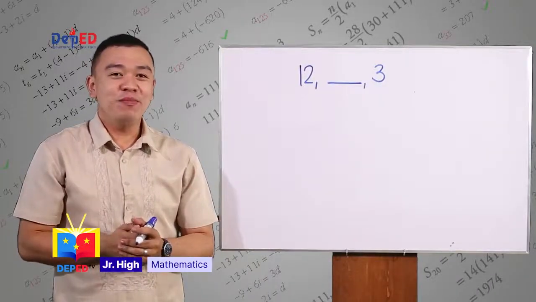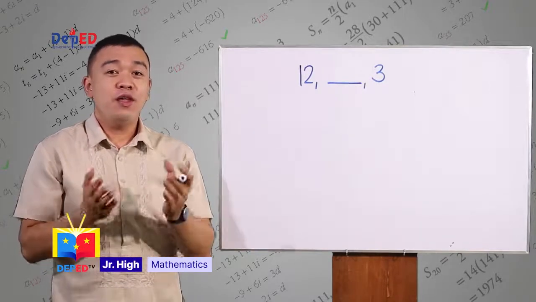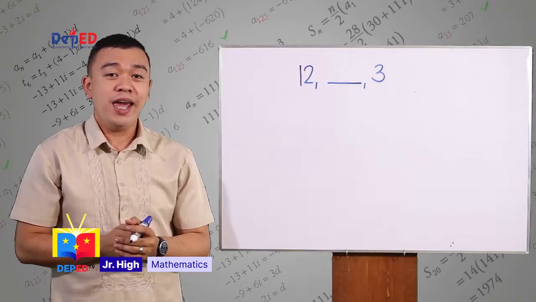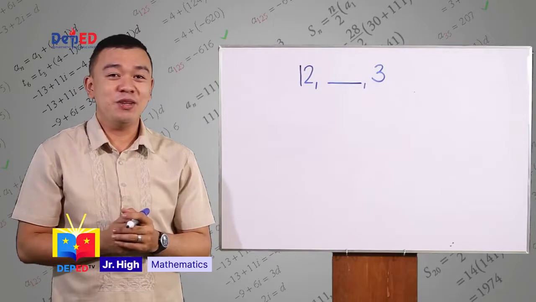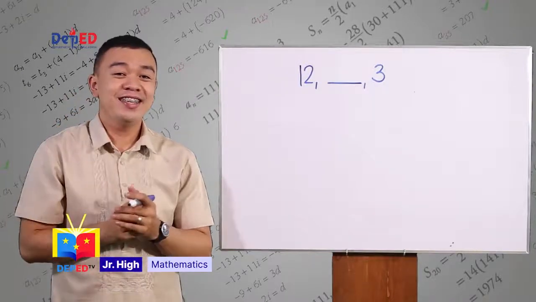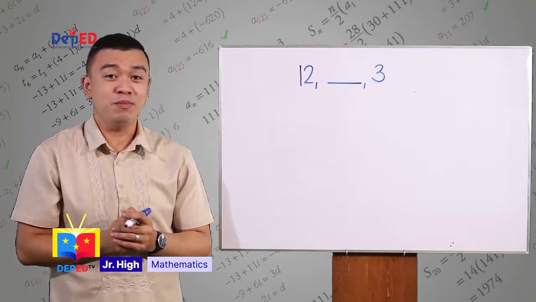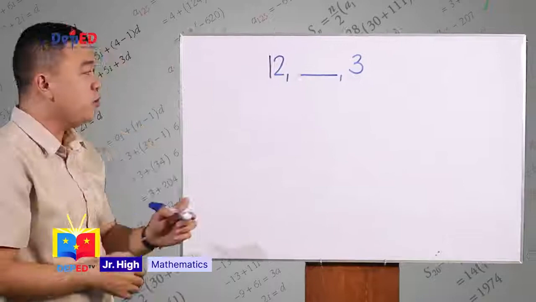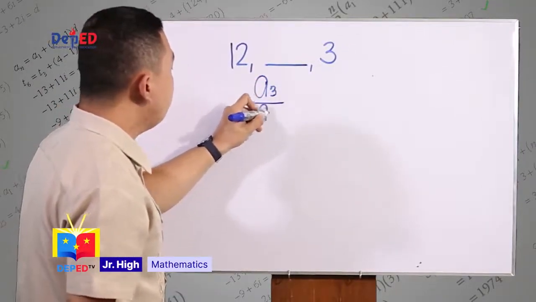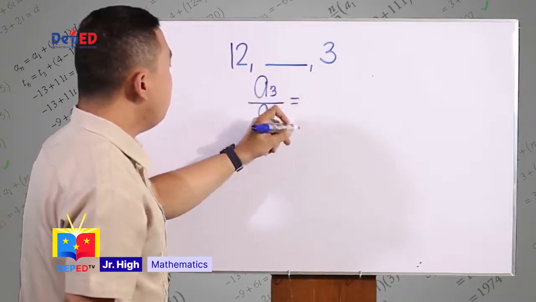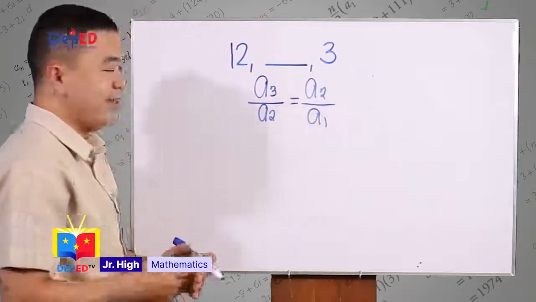Let's go back to the problem. 12 blank 3. The first term is 12 and the last term is 3. Now, let us substitute. But remember, the common ratio refers to the ratio of two consecutive terms. With that, we will use a sub 3 divided by a sub 2 is equal to a sub 2 divided by a sub 1.